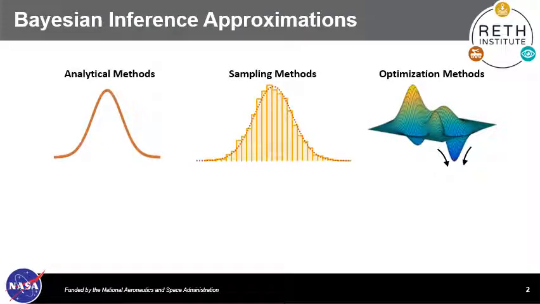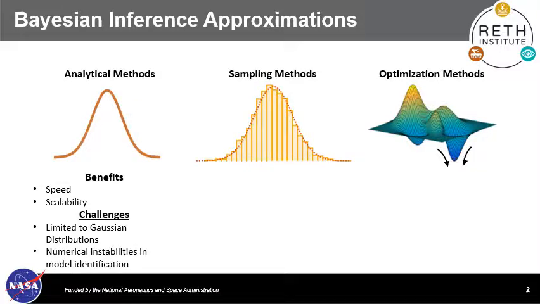Bayesian inference is no small field, however, and the complex nature of the systems we're trying to learn about necessitates that we leverage a variety of approximate inference methods to develop an efficient and accurate representation of the experimental system. I broadly classify these approximations as analytical methods, sampling methods, and optimization methods.